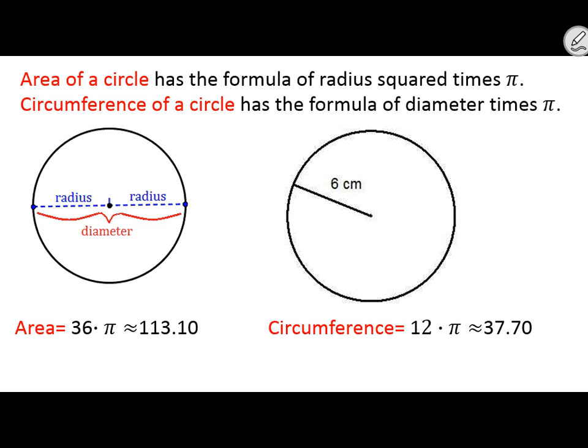Circumference is just a fancy word for perimeter. And we still deal with the edge. Perimeter in the circle, we call that circumference. Like I said, that's just a fancy word for perimeter. Any questions?